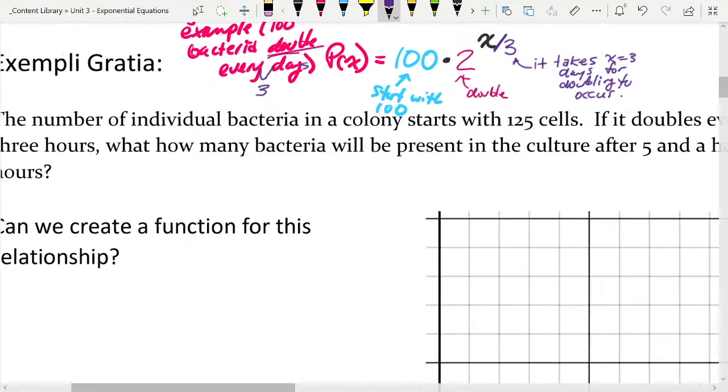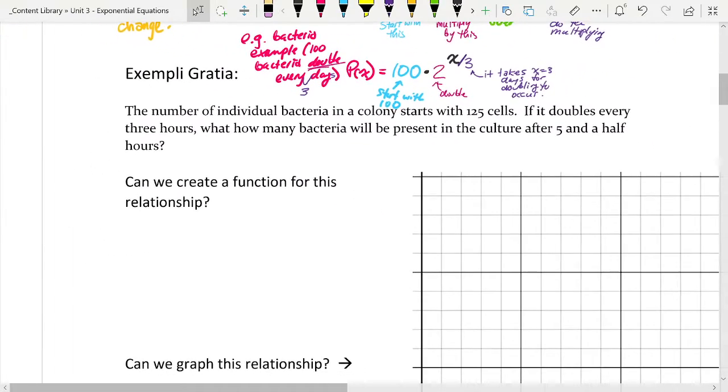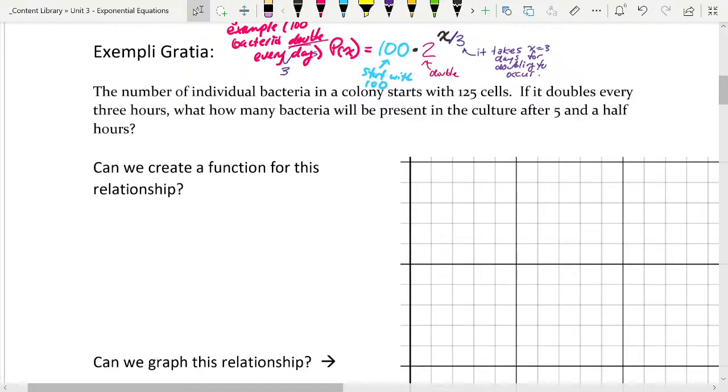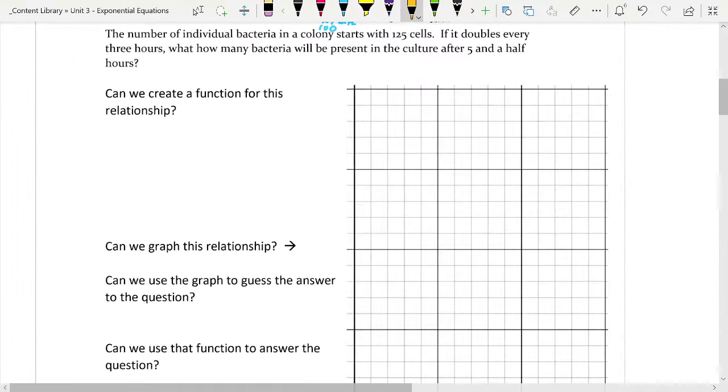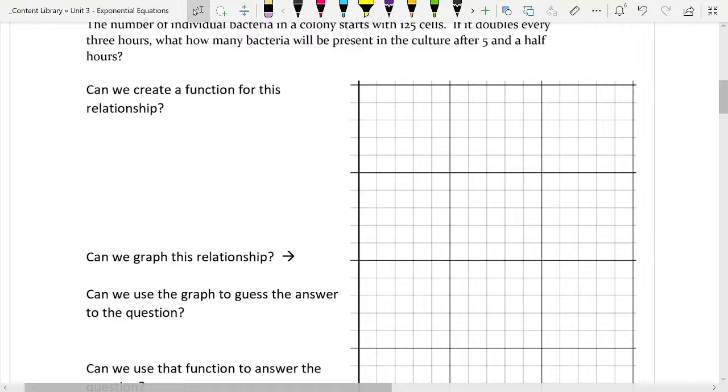Okay. Can we look at an example? Exempli gratia. The number of individual bacteria in a colony starts with 125 cells. If it doubles every 3 hours, how many bacteria will be present in the culture after 5.5 hours? Can we try this one together and then do the future questions individually?